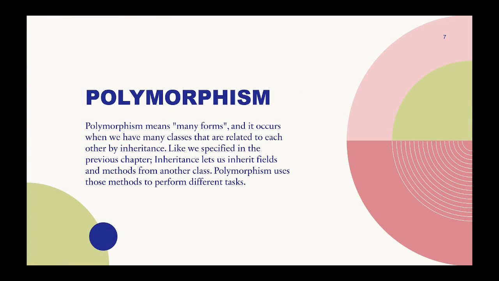Now, the second pillar of OOP is polymorphism. Polymorphism means many forms and it occurs when we have many classes that are related to each other by inheritance. Like we specified in the previous chapter, inheritance lets us inherit fields and methods from another class. Polymorphism uses those methods to perform different tasks.